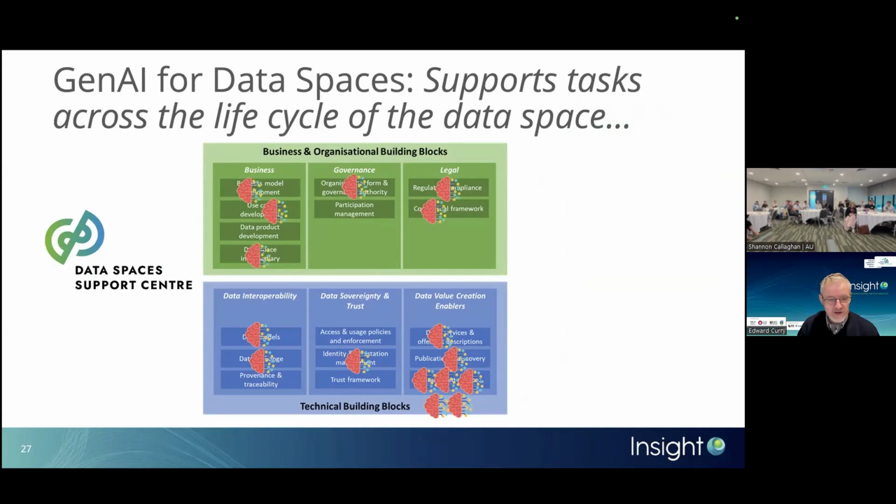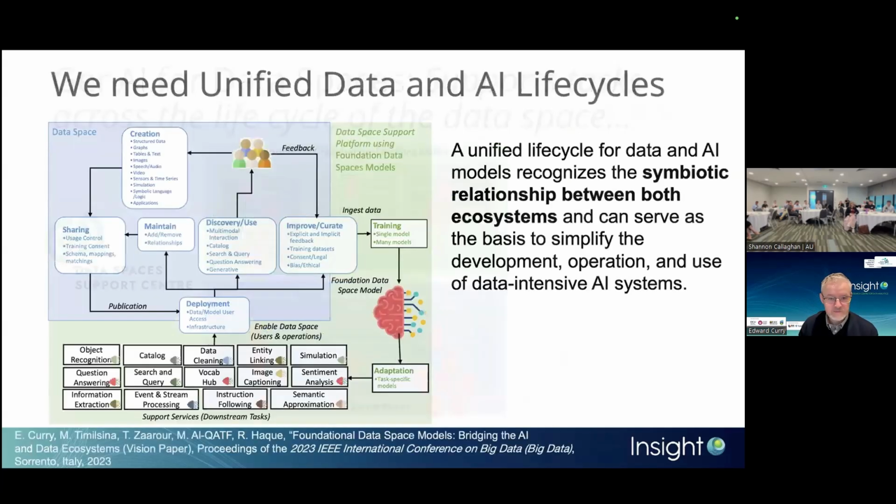Very simple in the area of even summarizing data contracts, proposing data contracts between different entities, helping to fill out data cards to be able to use in data catalogs. There's lots and lots of opportunities here for AI to simplify the implementation and design of data spaces.